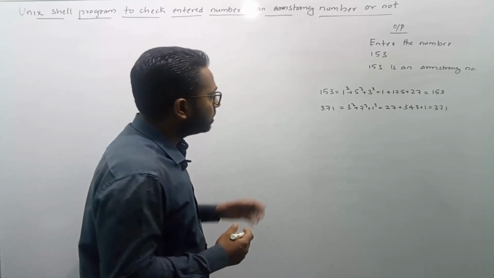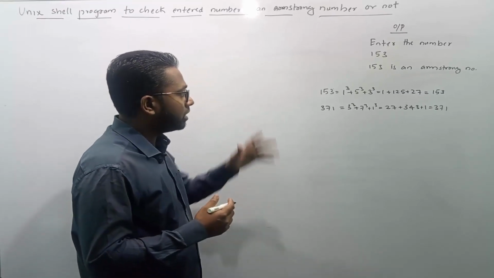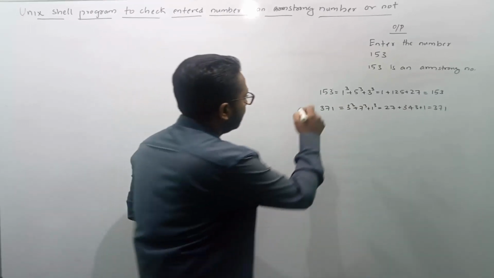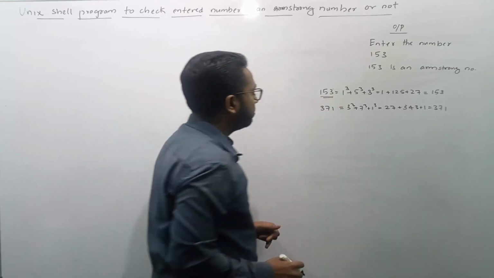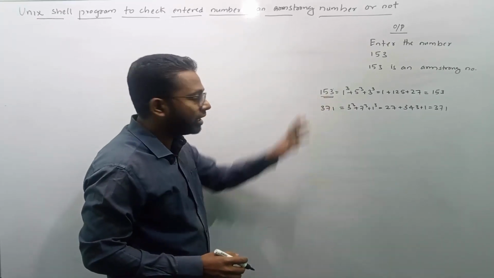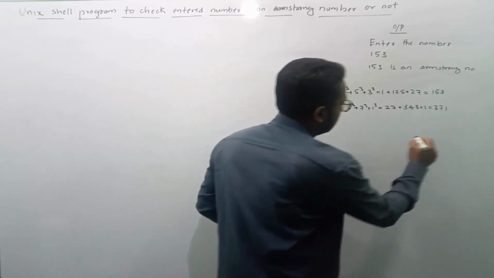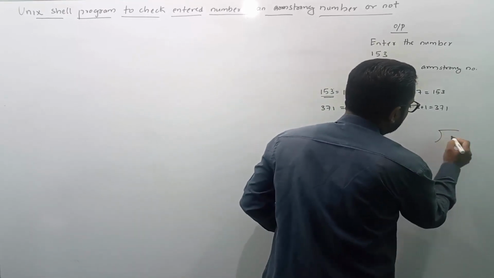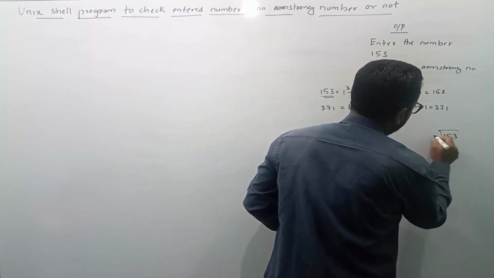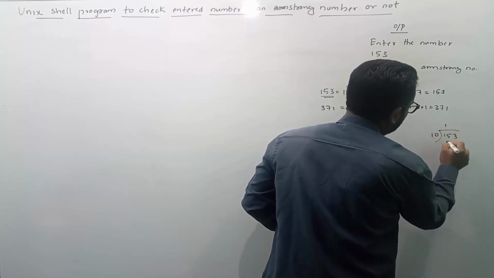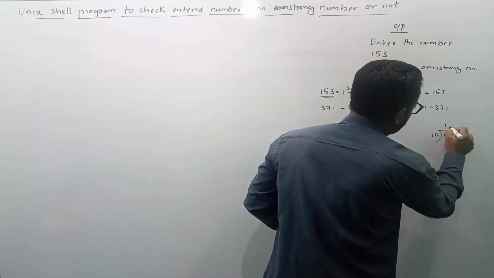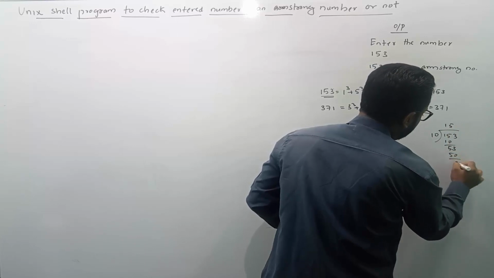First, we need to find the remainder of this number. Let me just consider this number as an example. So first I need to find out the remainder of this number. I will divide 153 by 10, and then I will get 53, 10 5s are 50, and I will get 3.